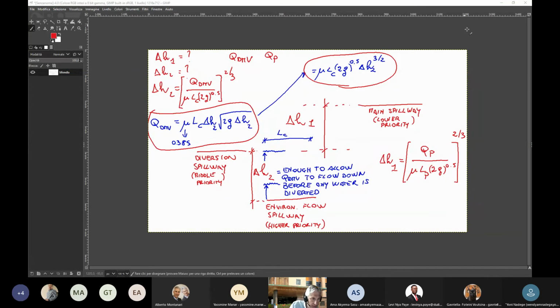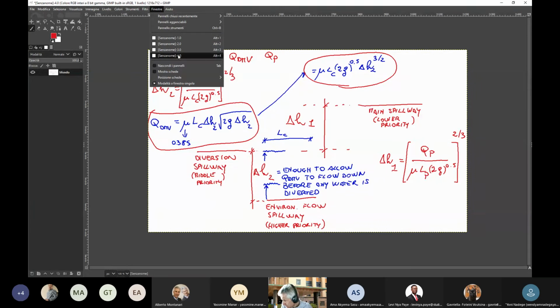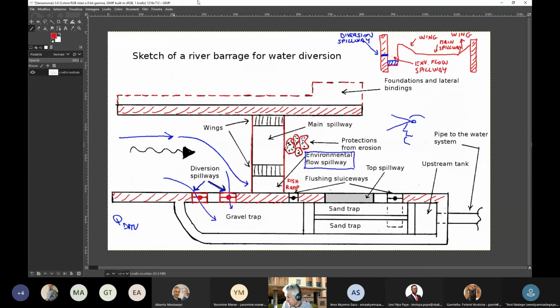Now let me close this, or let me go to the previous one. Let me see. Okay, here we are. Okay, now let's see what happens when the water is diverted. And keep in mind one thing.